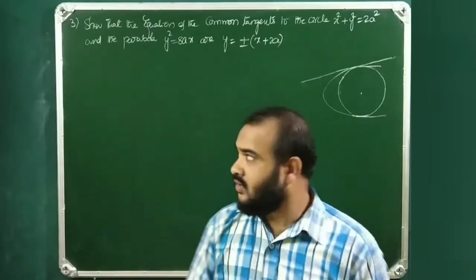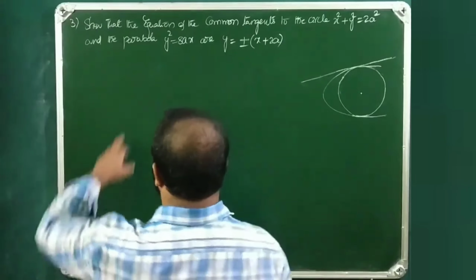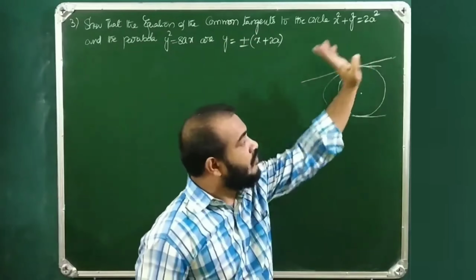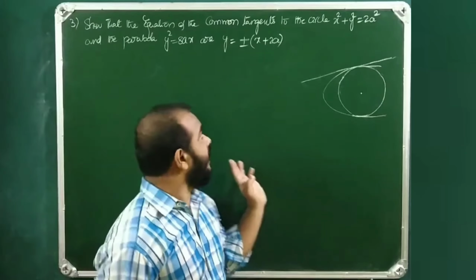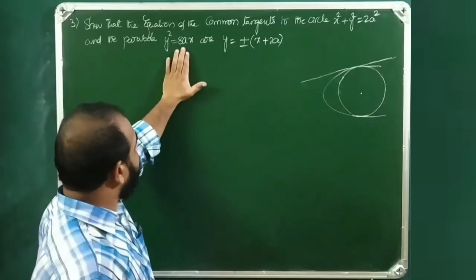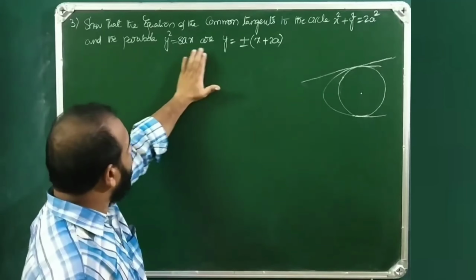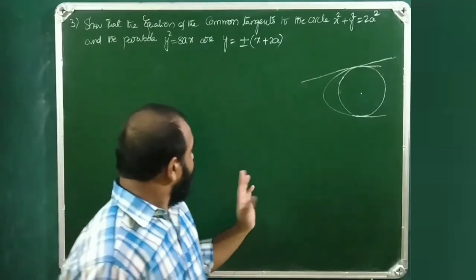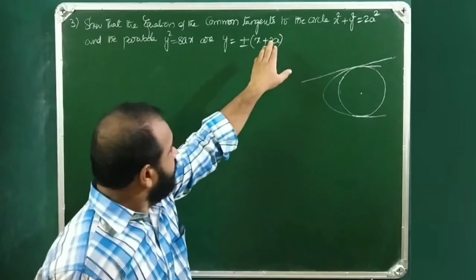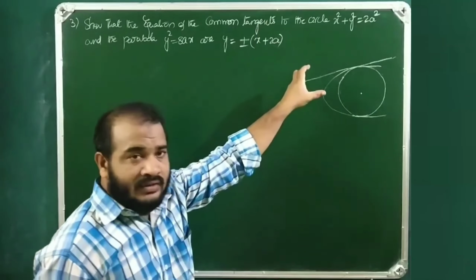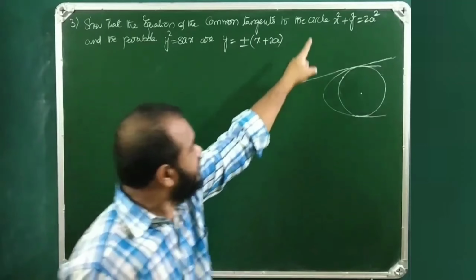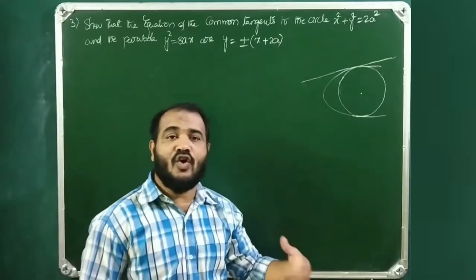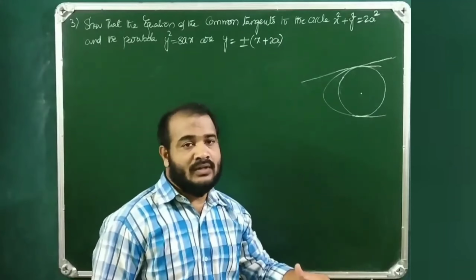We have started. So the third question is, show that the equation of the common tangent to the circle x square plus y square is equals to 2a square and the parabola y square equals to 8ax is y equals to plus or minus x plus 2a. So, the line is tangent to both the circle as well as the parabola. Therefore, it is a common tangent to both of them.